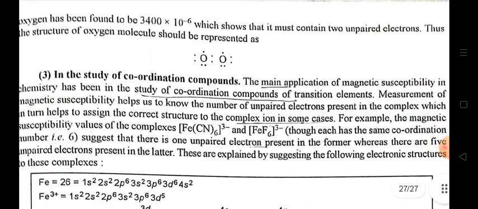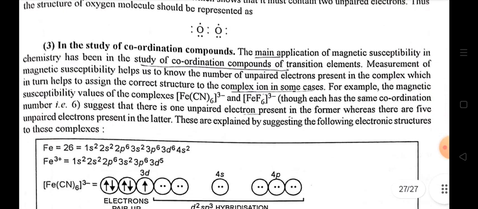Third, in the study of coordination compounds. The main applications of magnetic susceptibility in chemistry have been in the study of coordination compounds of transition metals. Measurement of magnetic susceptibility helps us to know the number of unpaired electrons present in the complex, which in turn helps to assign the correct structure to the complex ion in some cases.